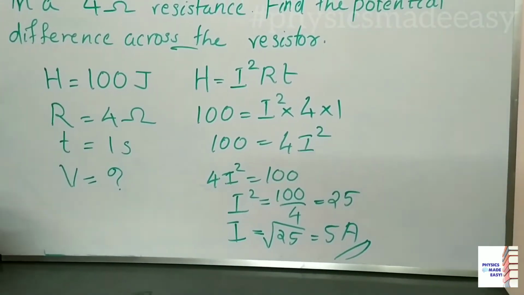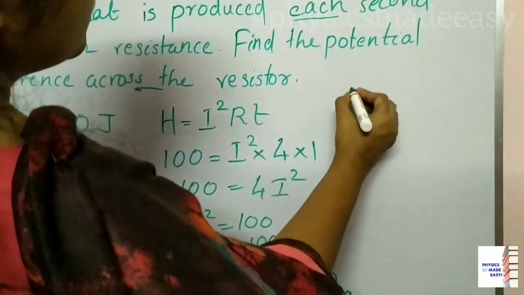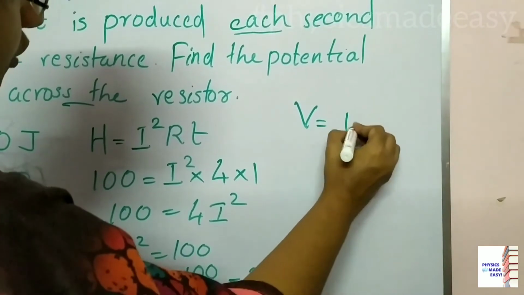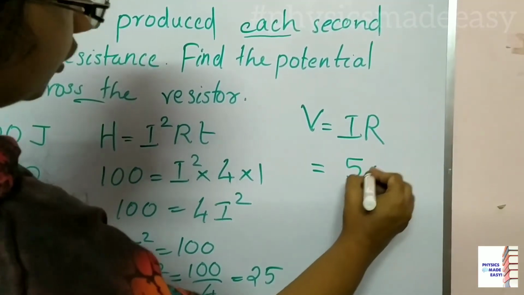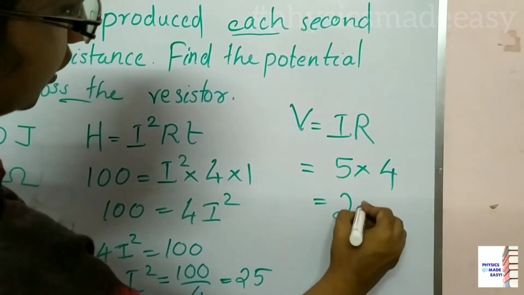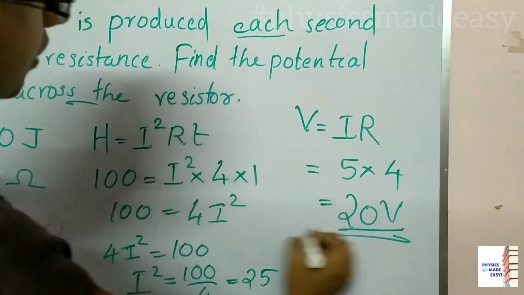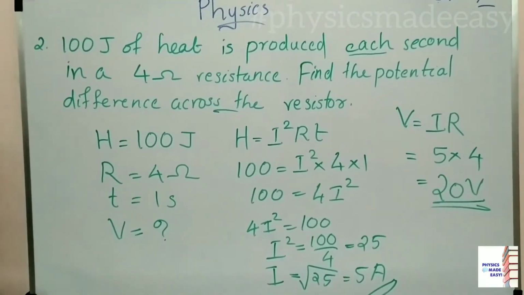Then for finding the potential difference across the resistor, we can use Ohm's law, V is equal to I into R. I is here 5, into the resistance also given 4, 5 into 4, that is equal to 20 volt. This is the potential difference across that 4 ohm resistance.